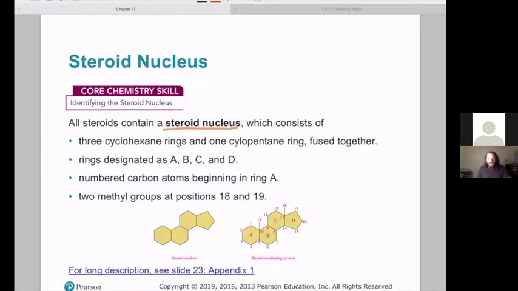Suffice it to say that basically the difference between all the different steroids in our body, and hormones are a really important class of steroid, is that they have the same internal structure, the same steroid nucleus, decorated a little bit differently. So sometimes there's a few methyl groups coming off. Sometimes there's a big long chain coming off. Sometimes there's alcohol groups, et cetera. They have the same core structure, the same steroid nucleus, and then they're just decorated differently.